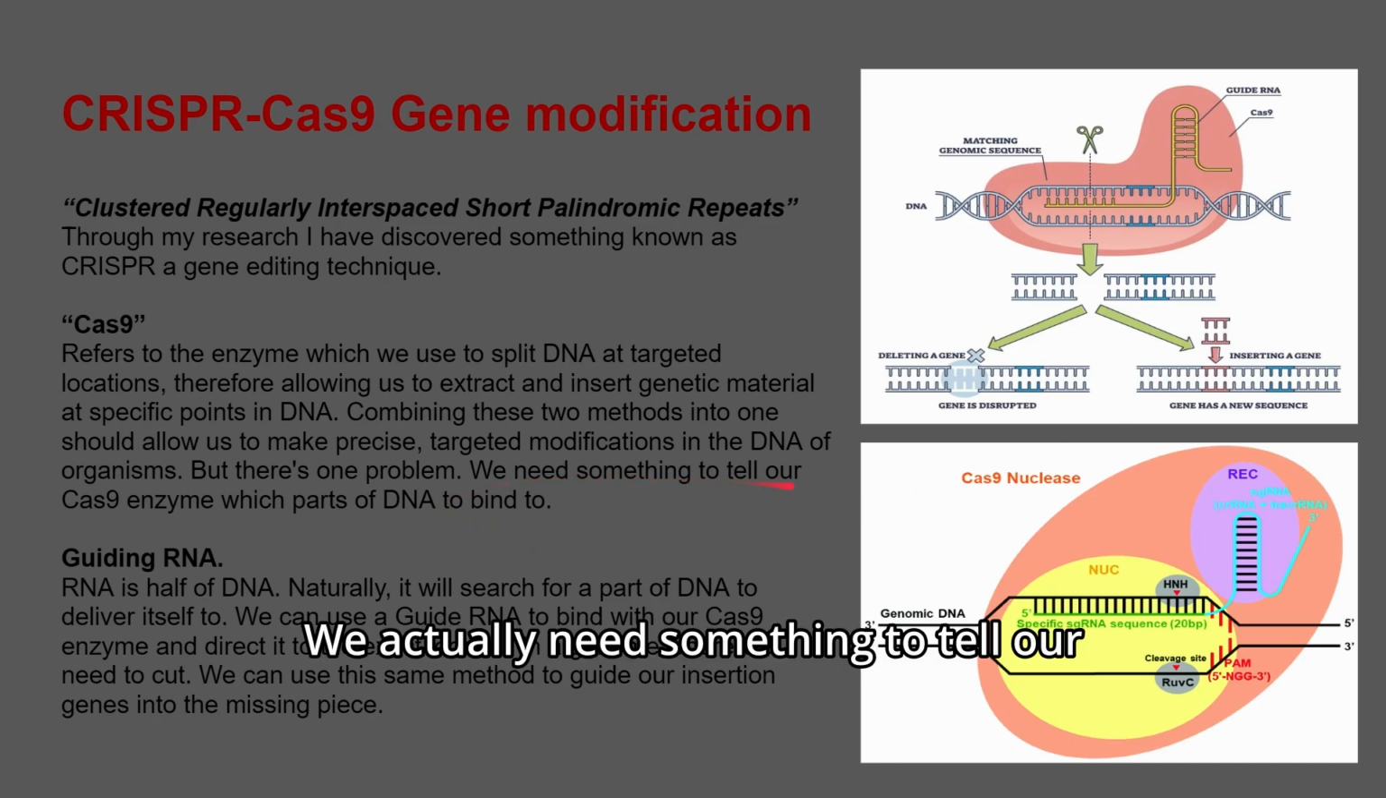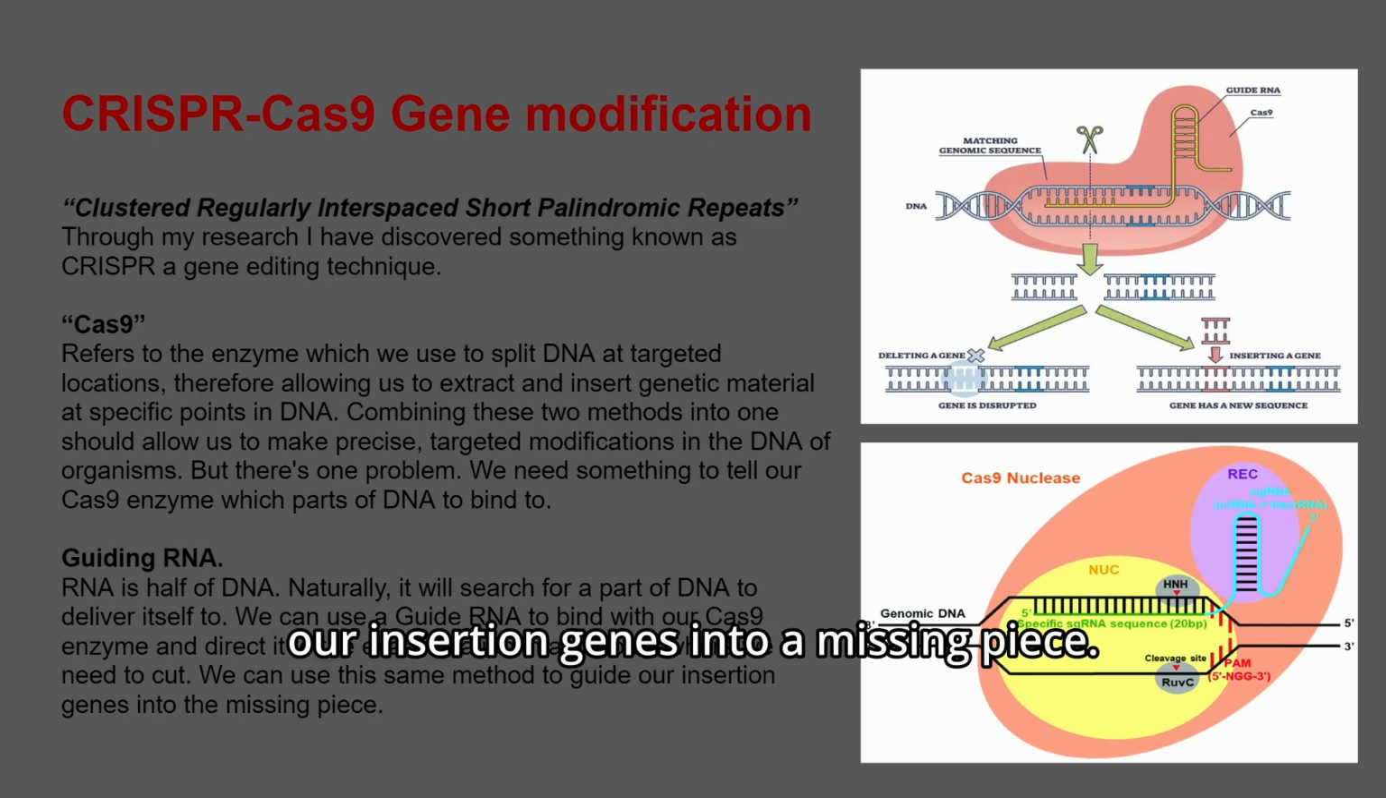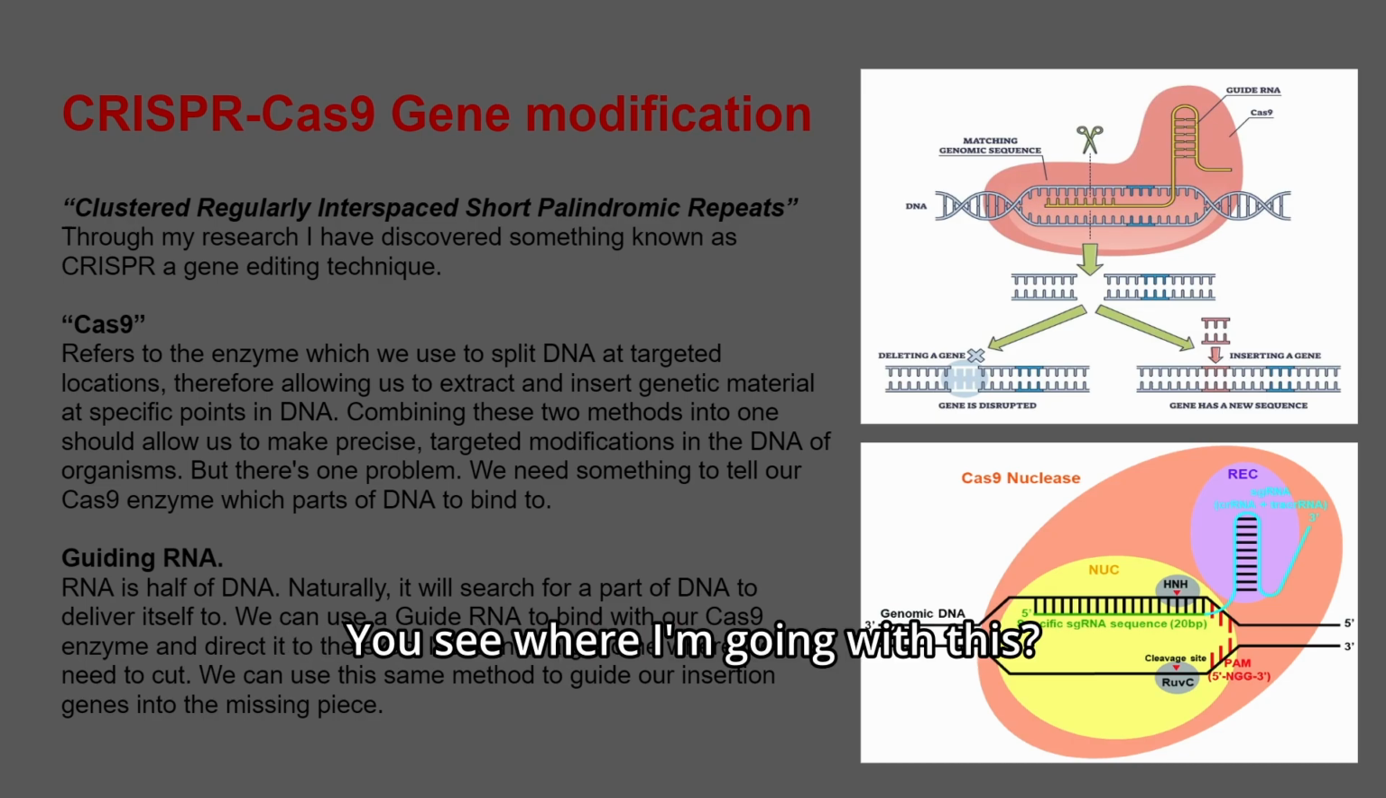We actually need something to tell our Cas9 enzyme which parts of DNA to bind to, which is exactly why we're going to be looking at guiding RNA. So, RNA is half of DNA, right? Naturally, it's going to search for a part of DNA to deliver itself to. So we can use RNA to bind with our Cas9 enzyme and direct it to the exact location in a genome where we need to cut. And we can use the same method to guide our insertion genes into a missing piece. You see where I'm going with this? We can essentially modify the human genome by inserting the cat genome and creating a catgirl, ideally.